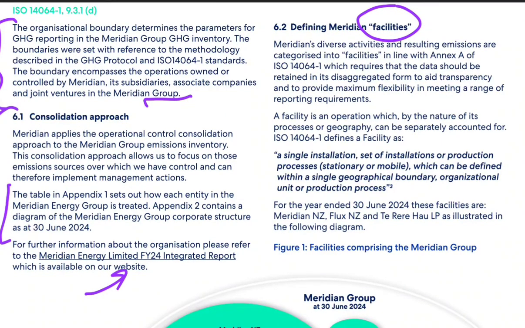What is the meaning of facilities as per the report? Okay, activities and resulting emissions are categorized into facilities. Yes, Annex A says about ISO 14064-1, which requires that data should be retained in its disaggregated form with transparency and to provide maximum flexibility. Also, a facility is an operation which, by nature of its processes and geography, can be separately accounted. Very important. Talking about the facilities definition, basically a single installation, set of installations, or production processes which can be defined within a single geographical boundary or organization.